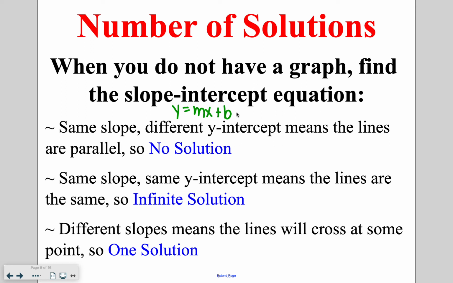If they have the same slope, that is where it is important to be in slope-intercept form because then the b value matters. If it is the same slope with a different y-intercept, that clues you in that the lines are parallel and they have no solution. If it is the same slope with the same y-intercept, that's going to clue you in that it's the same line with two different equation formats, meaning that you have infinitely many solutions.